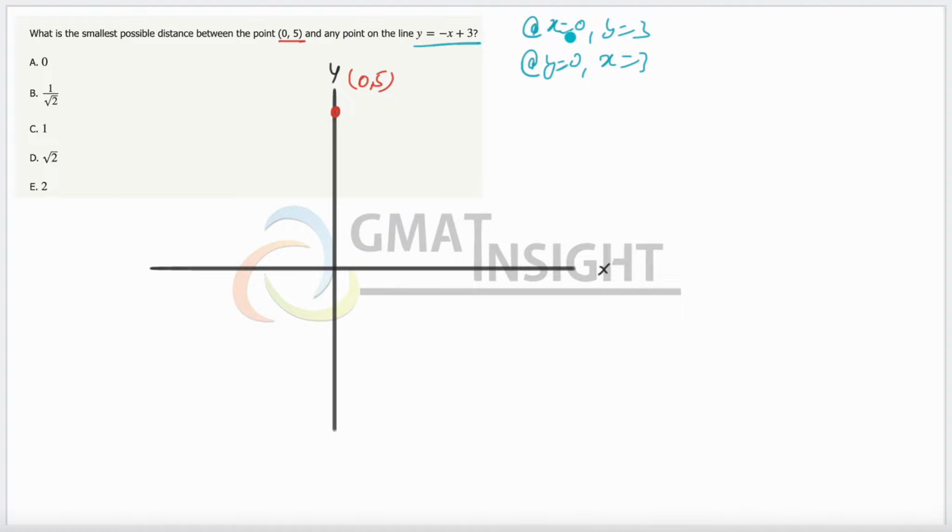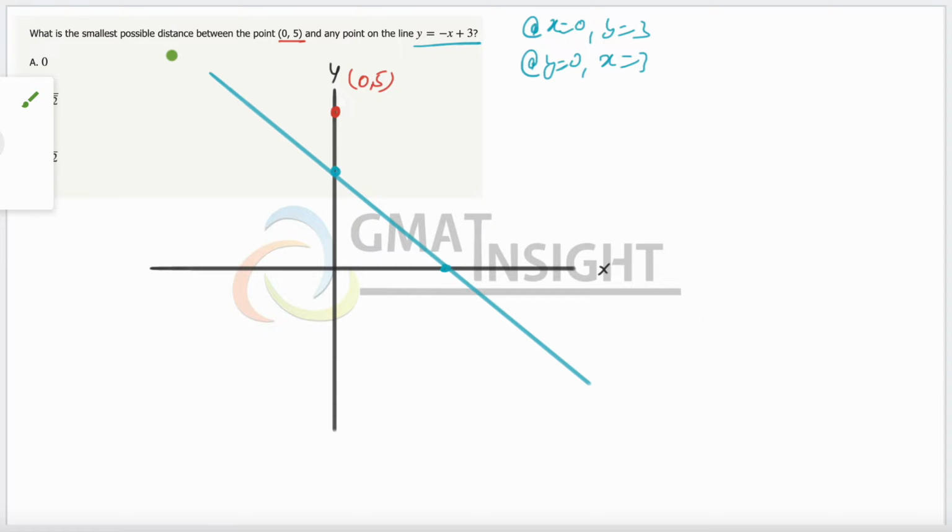So we have 2 points: (0, 3), where x is 0 and y is 3, that means a point such as this. And the second point is when x is 3, then y is 0, a point somewhat like this, which means the line that the question has talked about will look somewhat like this. Now, the question is asking what is the smallest possible distance from this point to this line.